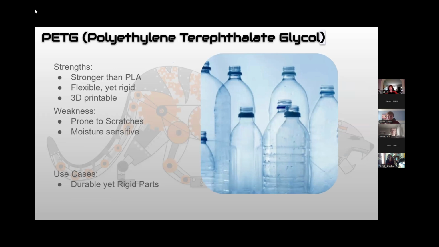The next one is PETG. It's a lot stronger than PLA. It has a little bit of flex, but it's a lot stronger. Same thing, moisture sensitive, and then it can also scratch really easily. We use this for our end claw designs, our slide brackets, and our arm casing mechanism.